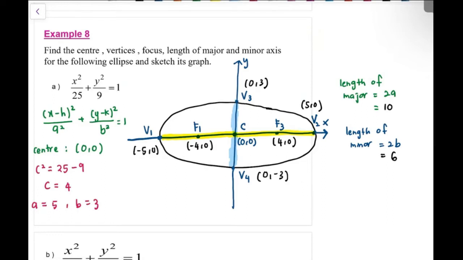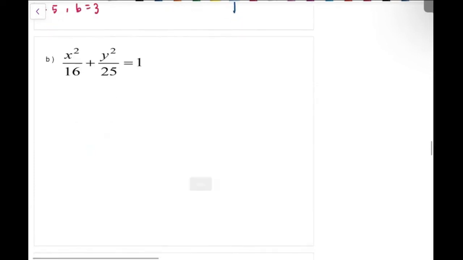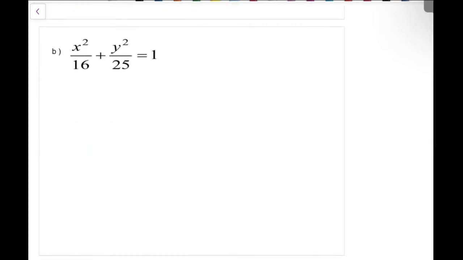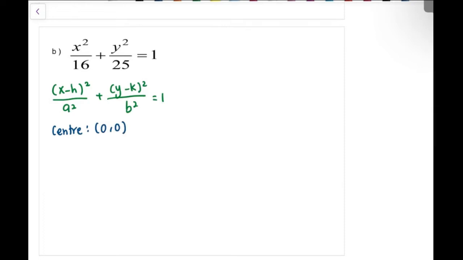Let's check another example. Say, slightly different. We have x squared over 16 plus y squared over 25 equal to 1. So once again, if I compare it with the standard equation of ellipse, we have x minus h squared over a squared plus y minus k squared over b squared equal to 1. So from here, clearly our center once again is 0, 0 at the origin. A in this case is 4. B is 5.